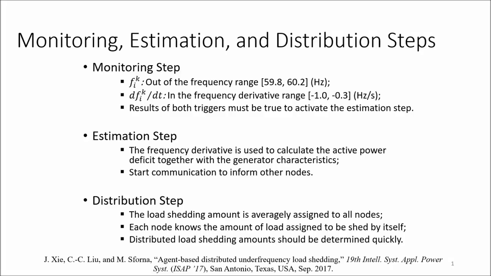In the monitoring step, agents monitor both the frequency and frequency derivative. If abnormal conditions are detected, agents start communication to inform other agents and determine the total amount of load to be shed, that is, the total active power deficiency. In the distribution step, the load shedding amount is averagely assigned to all nodes. Each node knows the amount of load assigned to be shed by itself. Distributed load shedding amount should be determined quickly.